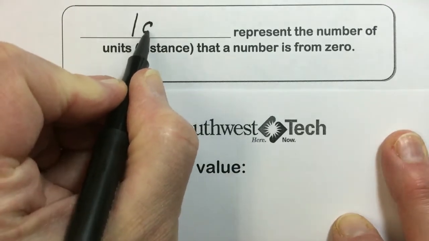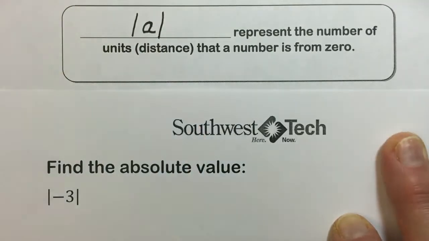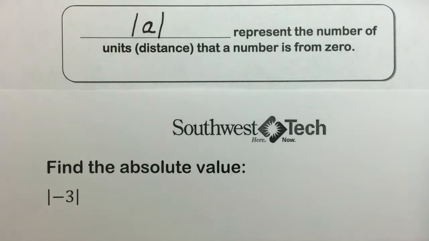The absolute value of a number represents the number of units or distance that a number is from 0. Distance is never negative, so numbers that are opposites have the same absolute value.